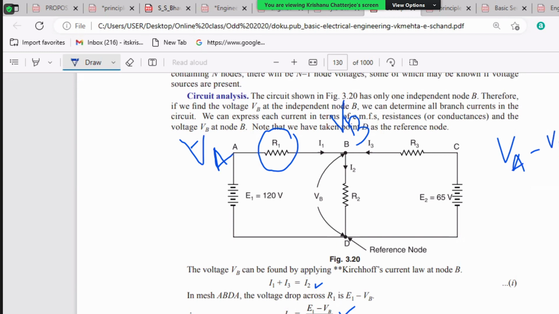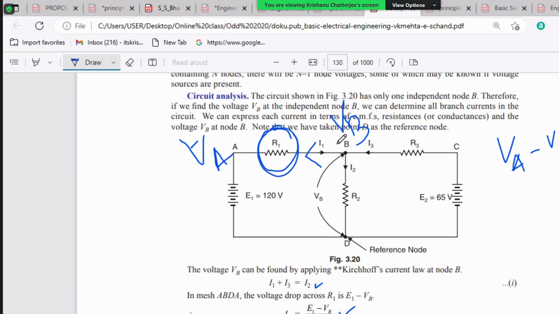Always the potential drop is taken along the current. Along the current means obviously since the current is flowing from A to B, as we have assumed. So A is at higher potential and B is at lower potential, so we will be just subtracting VA minus VB. If the direction of current was from B to A, then obviously it should be VB minus VA. This is the potential drop over here.